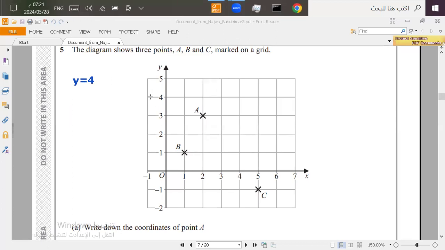This is point 4 on the y-axis. It means the line will be like this. You draw the line and then you write the equation next to the line so they will understand that this is your answer. So y equals 4. As we said in this equation, the line is crossing the y-axis in point positive 4. Now let's move on to the next question.